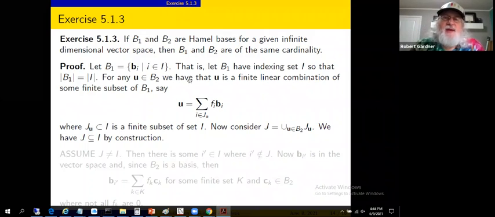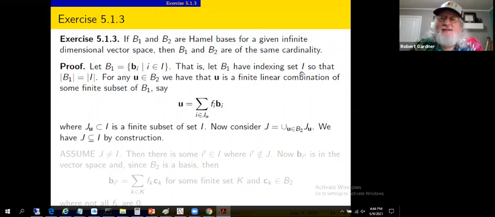So suppose we have two bases, B sub 1 and B sub 2. Take B sub 1, and consider the vectors in that Hamel basis to be vectors b sub i, where i ranges over some indexing set. Don't read into this finite, of course. Don't read into it countable. Don't read anything into it. How many basis vectors are there? I don't know. However many indices there are.